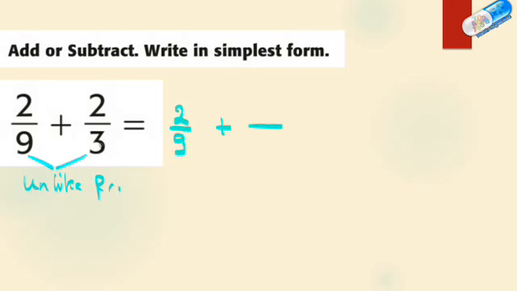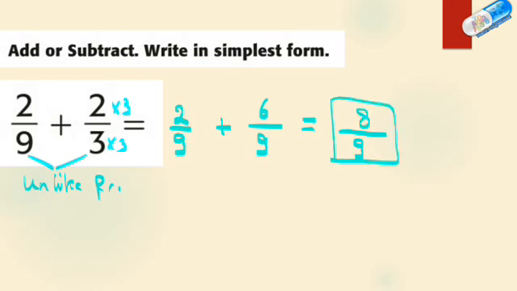What changes is the other one, and this should also be 9. So what makes 3 become 9? We multiply it by 3. So we also multiply the numerator by 3. 2 times 3 is 6. Now you have two fractions with the same denominator, so you can just add the numerators. 2 plus 6 equals 8. And 8 over 9 is of course in the simplest form, and it is a proper fraction.